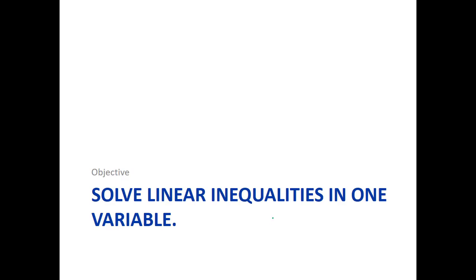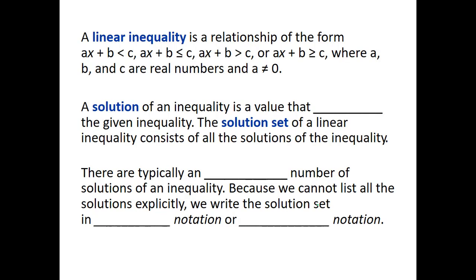In this video, you will learn how to solve linear inequalities in one variable. A linear inequality is a relationship very much like linear equations, except that the two sides are going to be unequal. They can be of the form ax + b < c, ax + b ≤ c, ax + b > c, or ax + b ≥ c, where a, b, and c are real numbers and a is not equal to 0.